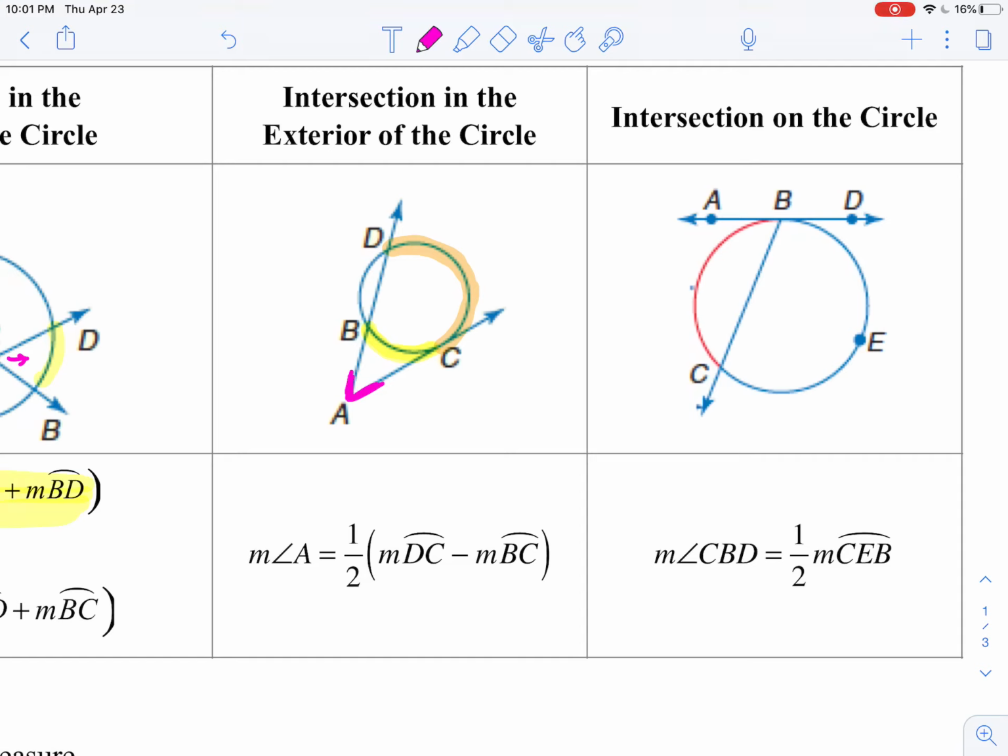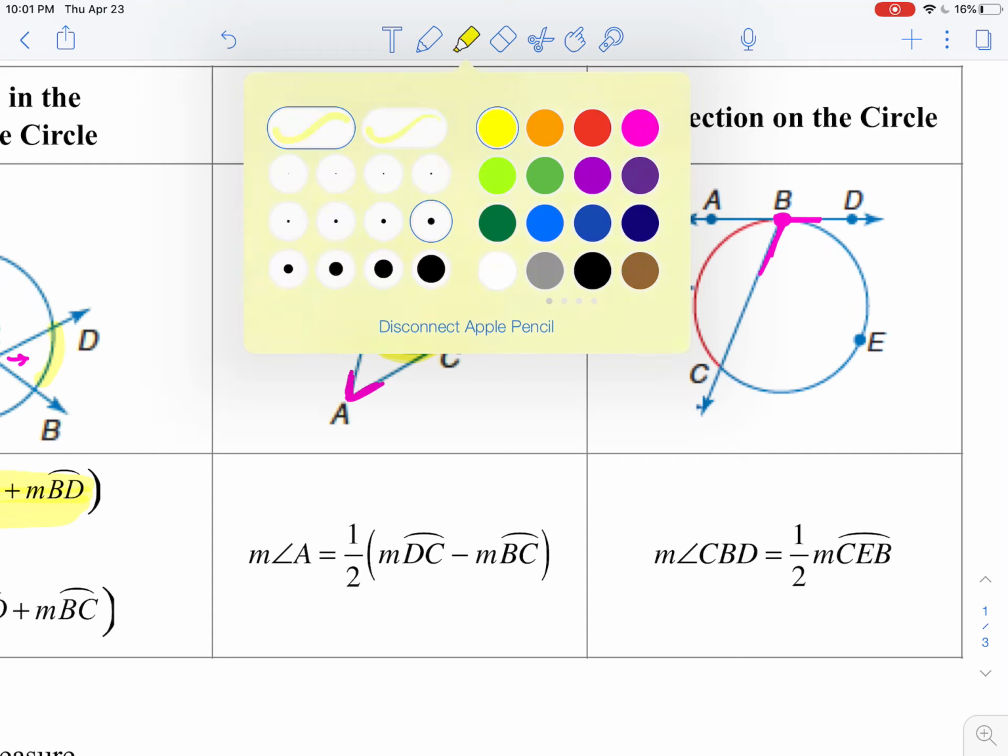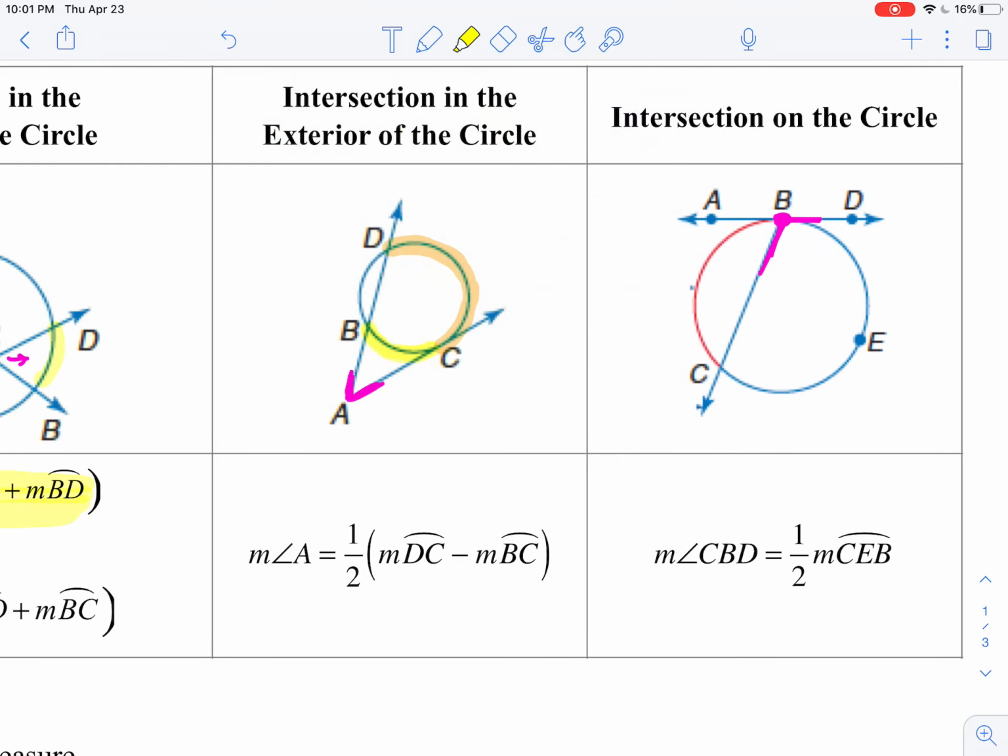And then the last scenario is if a tangent and a secant, or two tangents or two secants, intersect on a circle. So in this last picture, angle DBC is formed by the intersection of a tangent and a secant. The angle lies on the circle, but make a mental note, this is not an inscribed angle because its sides are not chords. It does, however, have a measure that's found the same way as finding the measure of an inscribed angle. To find the measure of angle DBC, we look at its intercepted arc.